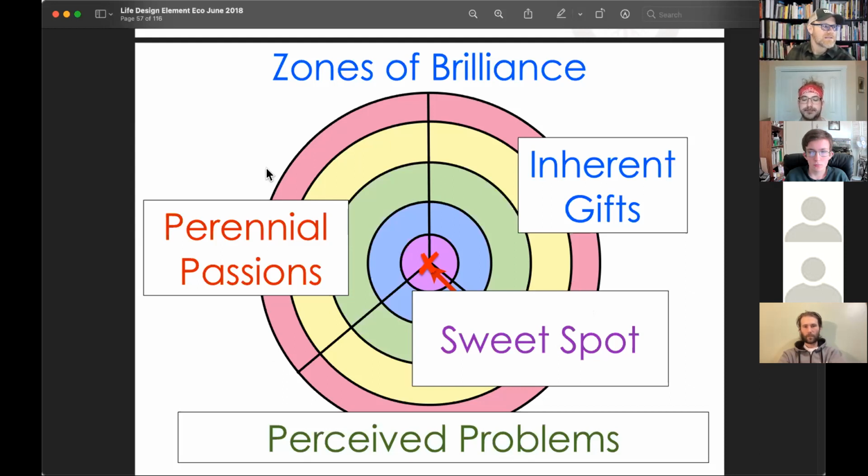So within this zones of brilliance, this place where you inherently come alive, there's this sweet spot where your perennial passions, your inherent gifts, and then the perceived problems that the client or society at large has overlap. And I like to joke that in every PDC, and sorry, gents, but it's usually two or three young men who are going to go off and create a food forestry business. It's kind of without fail. There's always two or three.